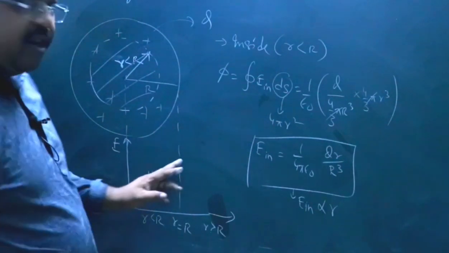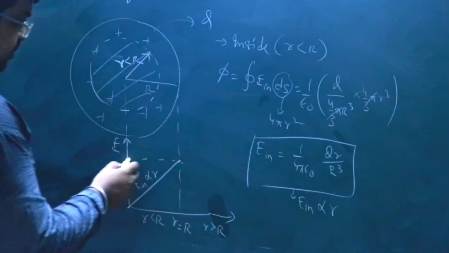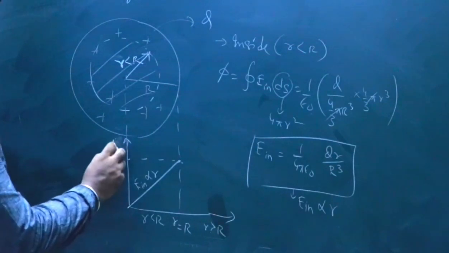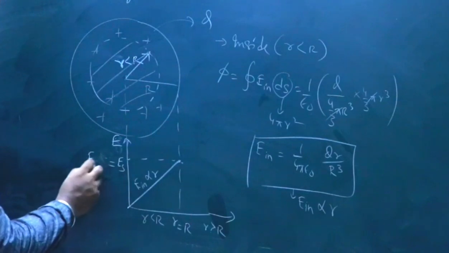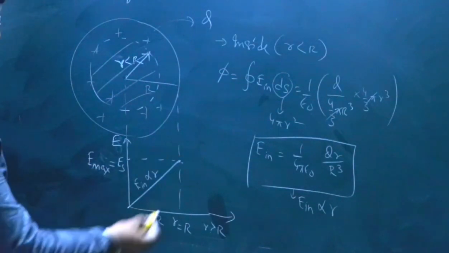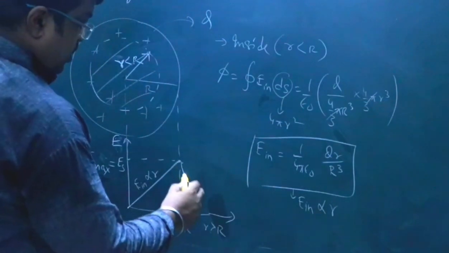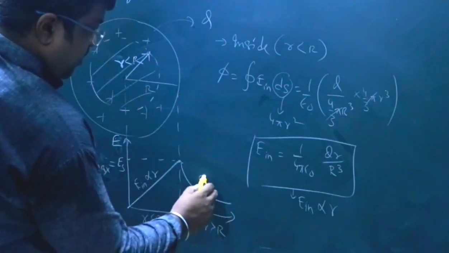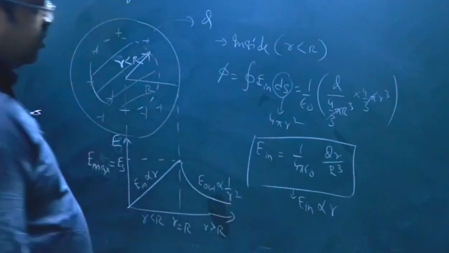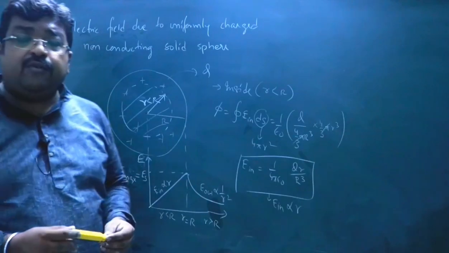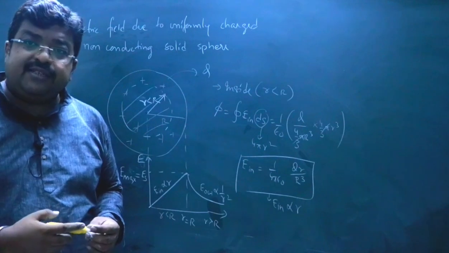So electric field intensity increases linearly, and acquires a maximum value at r equal to R. So this is the maximum value at the surface. So this is E s equal to E max, and in the outer region electric field intensity is inversely proportional to r square. So this is in the outer region, that is r greater than R. E out is inversely proportional to r square. Okay, so this is the behavior of electric field intensity for a uniformly charged non-conducting sphere.